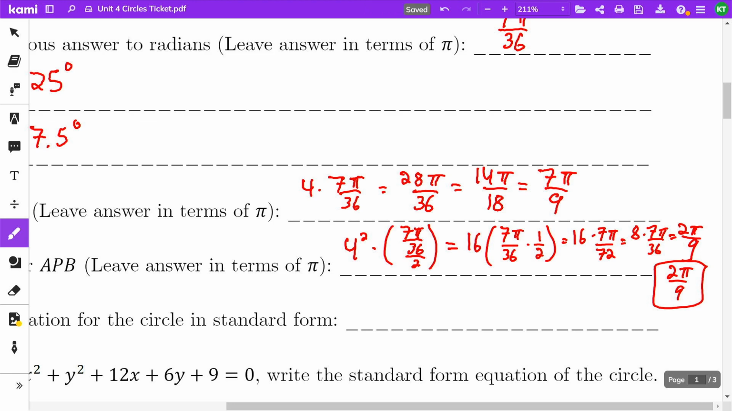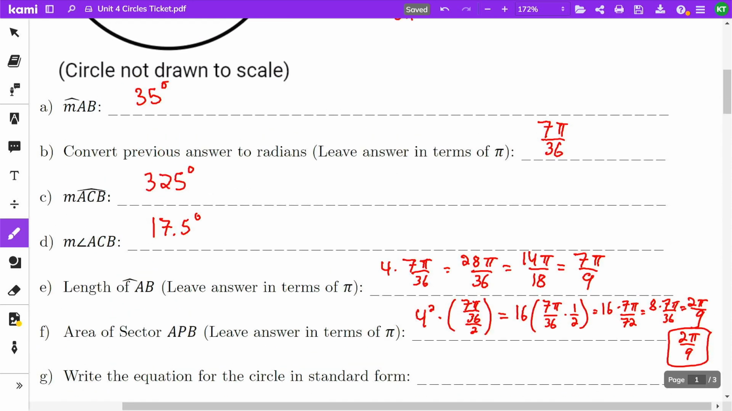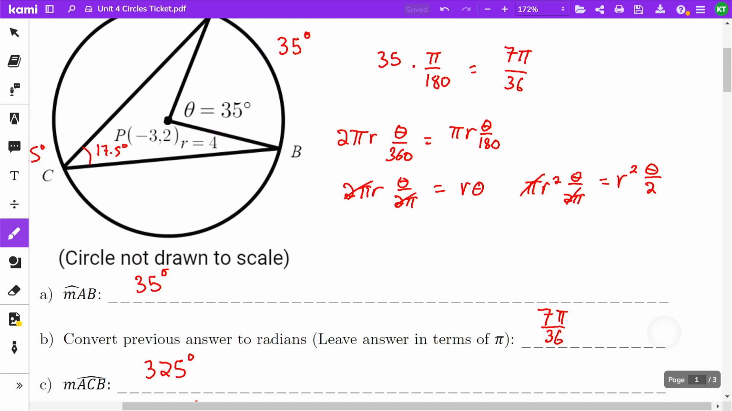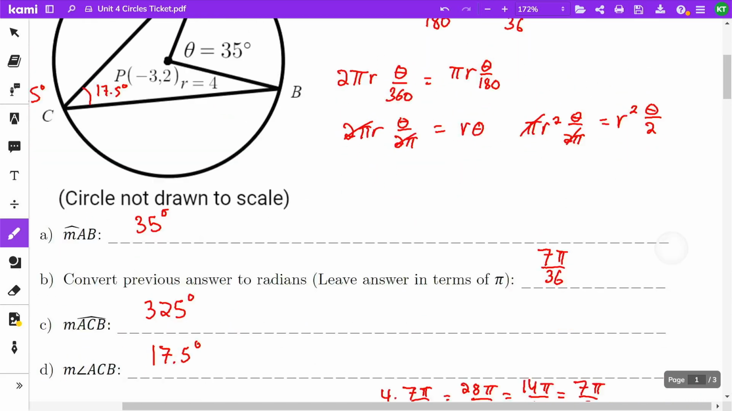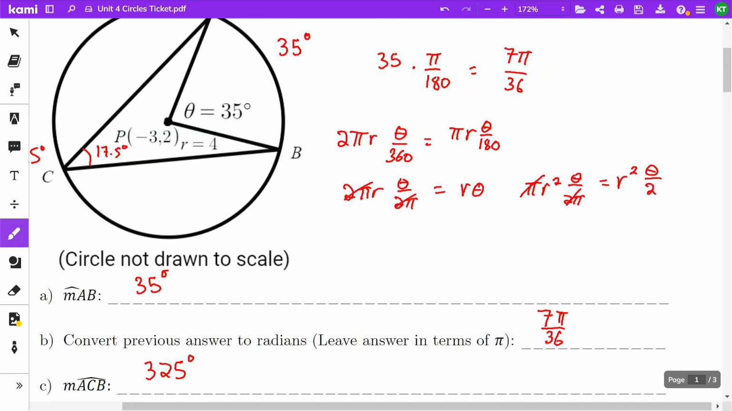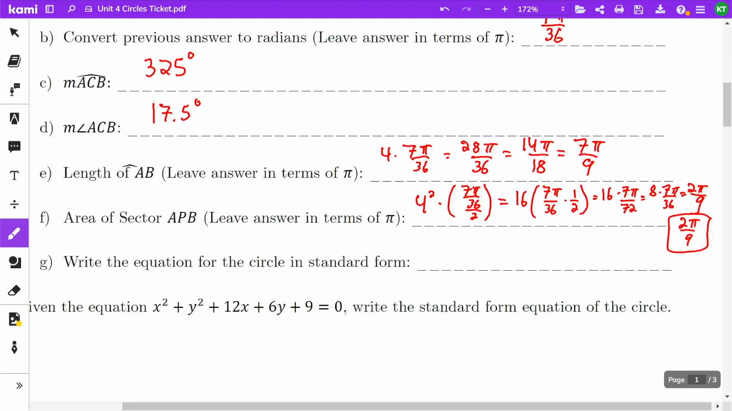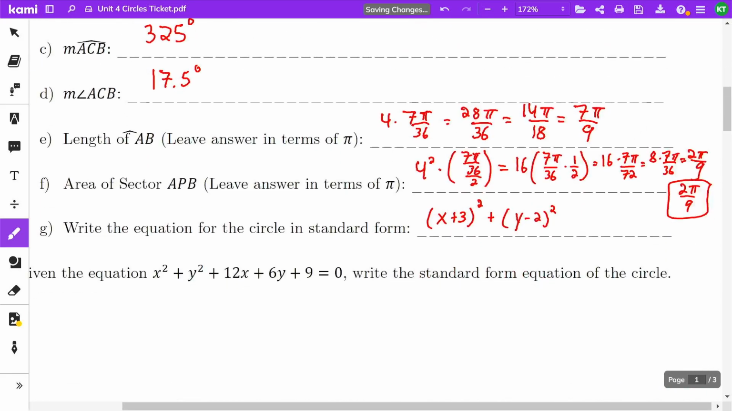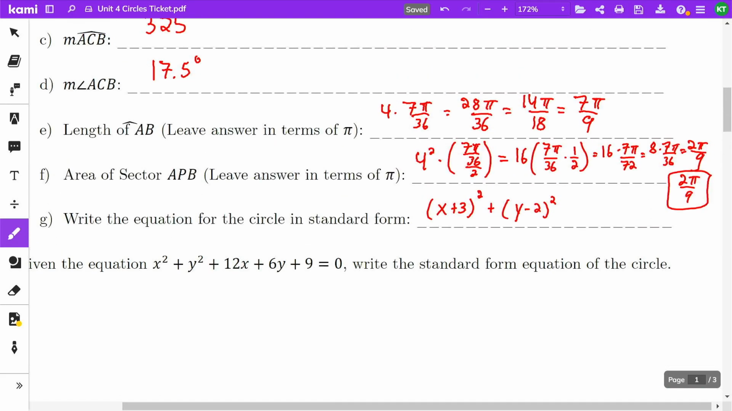And then lastly, I'm going to write the equation of the circle in standard form. I just have to use my point and my radius. So my center point is -3, 2. So that's going to be x plus 3 squared plus y minus 2 squared, because it's the opposite of what we have inside our parentheses, is going to be equal to our radius squared, which is 4 squared, which is 16.